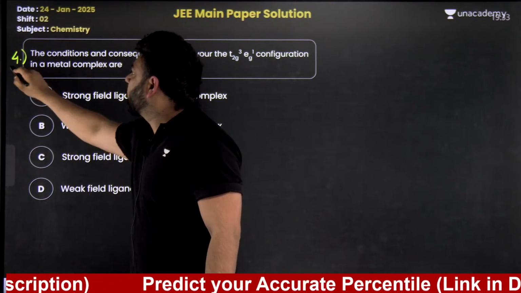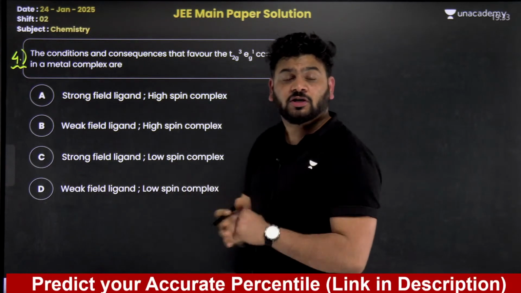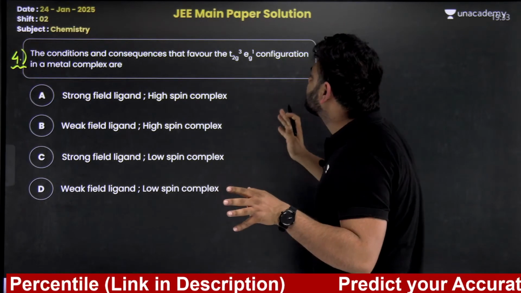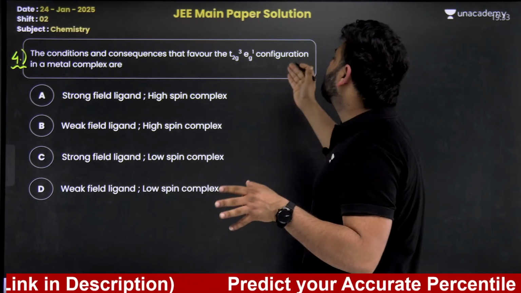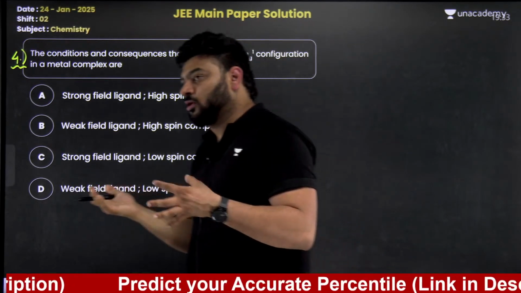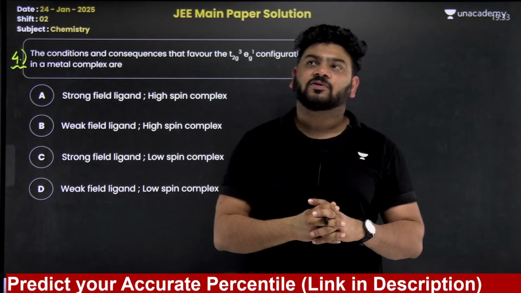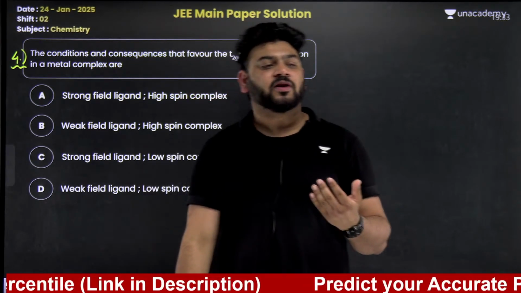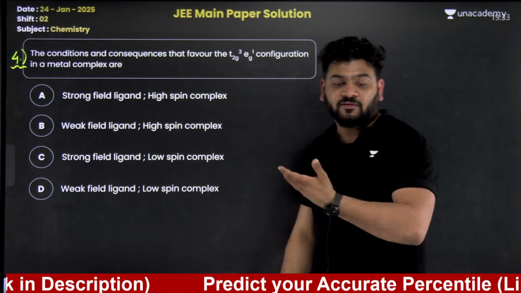There we have the fourth question. Let's see the fourth question. So, the question is pretty simple, saying that the conditions and the consequences that favor t2g3 eg1 configuration in a metal complex. So, this is a very basic question, and this relates to the crystal field theory of coordination compounds. In coordination compounds, we deal with these questions.